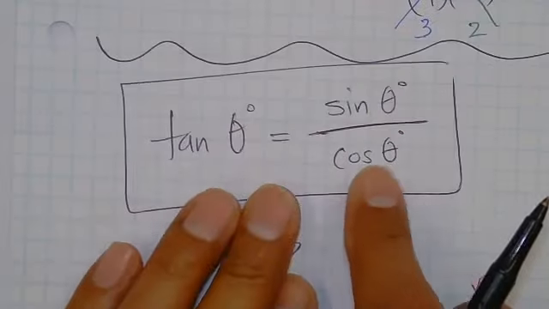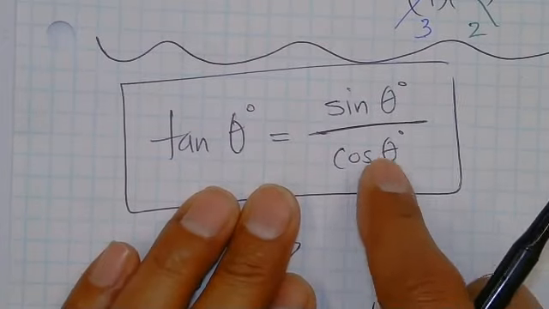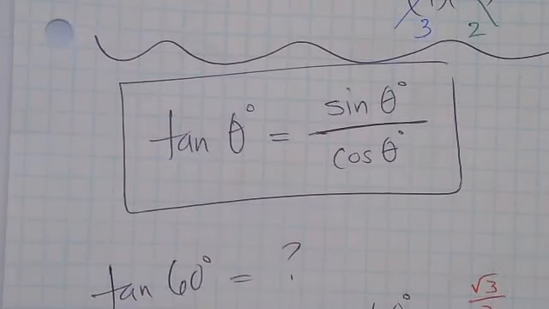Okay, so just remember, to get tangent on the unit circle, because the answer is not here on the unit circle, you got to remember that tangent is sine over cosine, and you got to do that little work. All right, there it is.